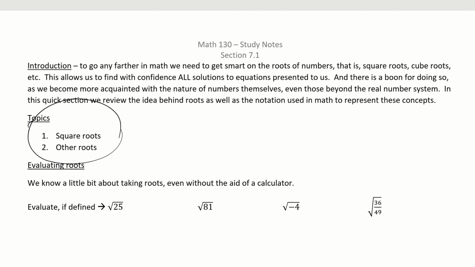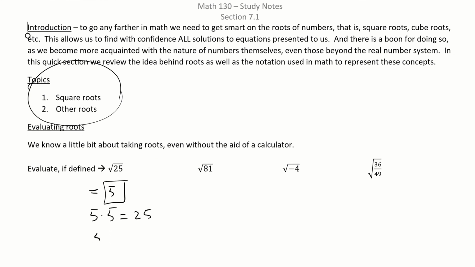I almost didn't do a video for this, but I think it's kind of cool to do so. Okay, do you know what the square root of 25 is? Of course it is. It's 5. Why, though? Because 5 times 5 is 25, right? Or 5 squared is 25.